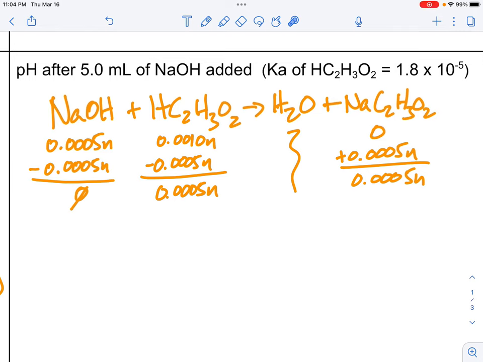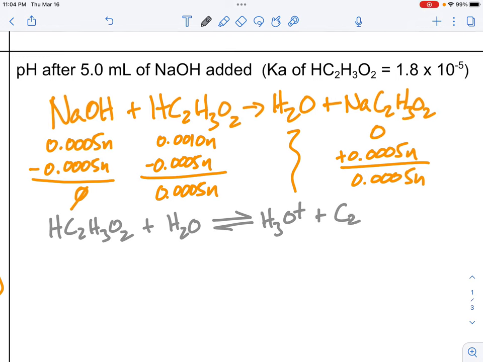All right, so now what we need to do is write an equation that has both of these in here. And I'm going to write this from the perspective of the acetic acid because we have the Ka of acetic acid. All right. So our equation is going to be our acetic acid interacting with water. We're going to make some H3O plus, and then we're going to have our conjugate base here. And we're going to plug in our values from what we have.